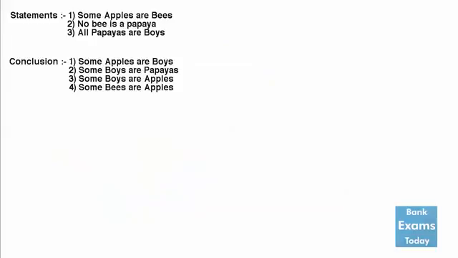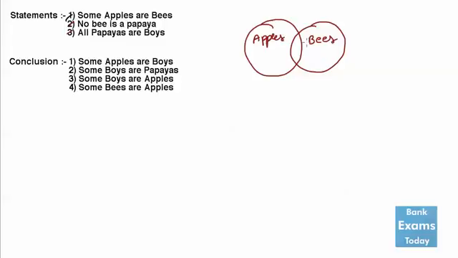Okay, let's do one more question. There are three statements and four conclusions. First of all, some apples are bees, no bee is a papaya, and all papayas are boys. Let's draw the diagram for each of the statements. Some apples are bees. These are for apples. Some of the apples are bees. Then no bee is a papaya.